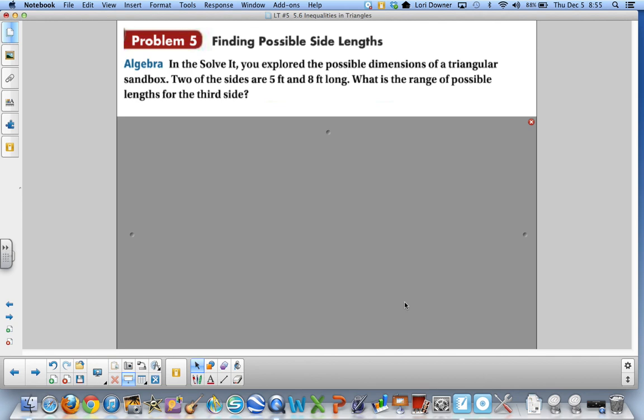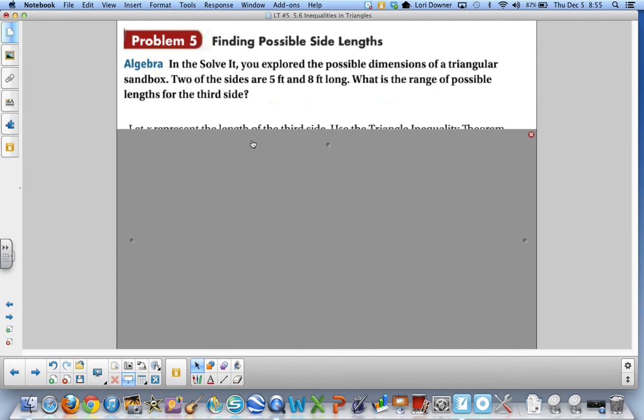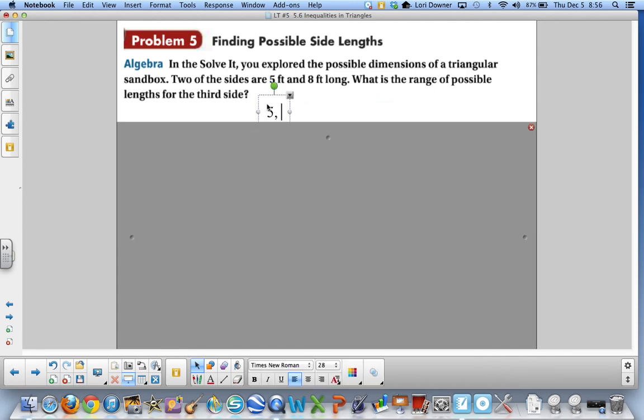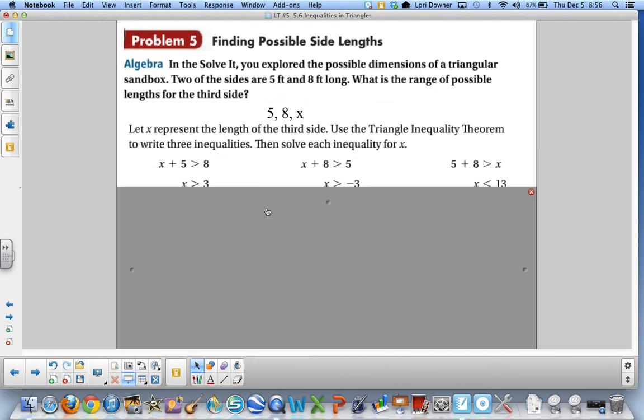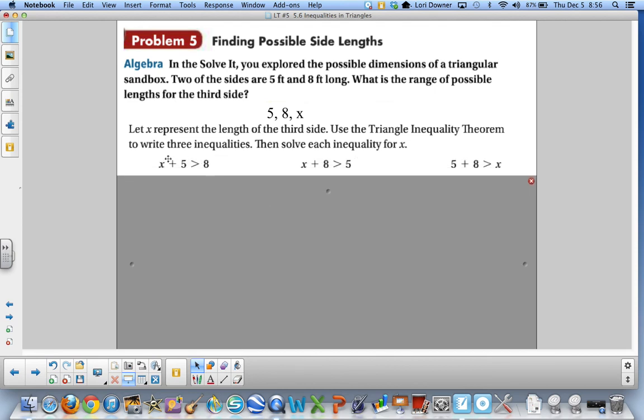We explored the possible dimensions of a triangular sandbox. Two of the sides are 5 and 8. What's the possible range for the third side? So if you're given side lengths 5 and 8, we've got 5, 8, but we don't know what the third side is. So I'm going to set it equal to x. Now, I know that the sum of any two of these has to be greater than the third. So if I let x represent that, I'm going to have three different scenarios.